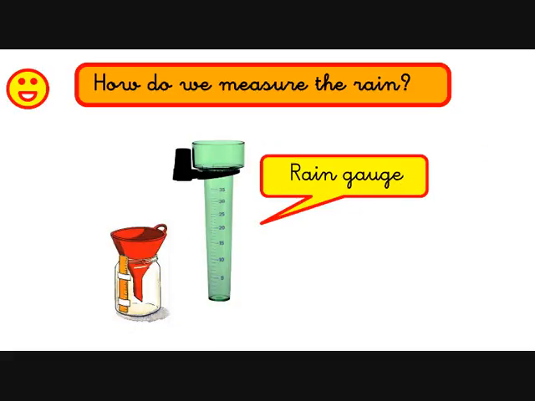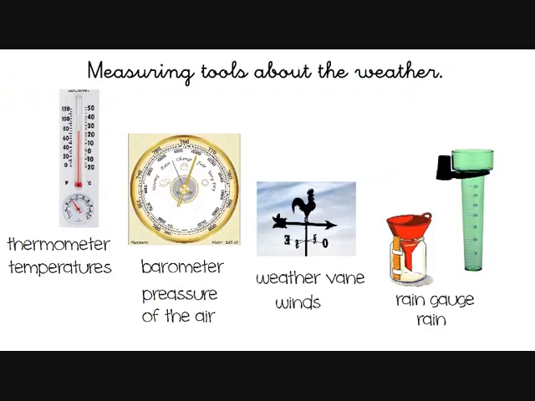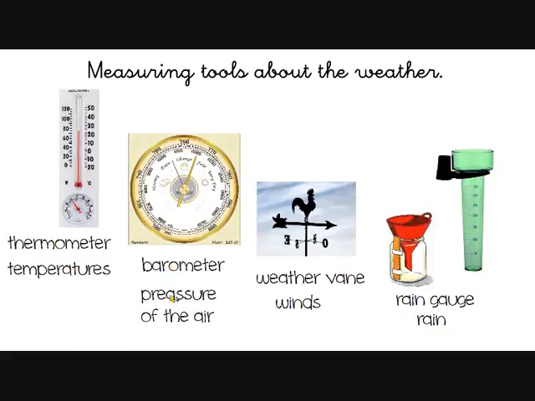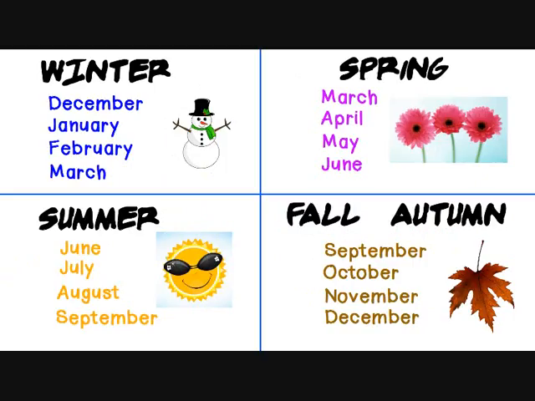Rain gauge. Okay. Excellent. So far we've seen different measuring tools related to the weather. The thermometer that measures the temperatures, the barometer that measures the pressure, the weight of the air, the weather vane that helps us to know the direction of the winds, and the rain gauge to measure the rain.